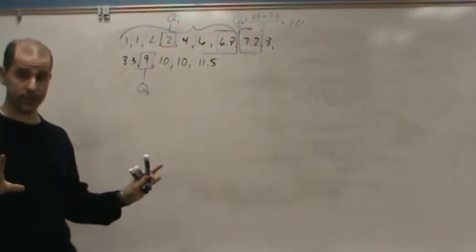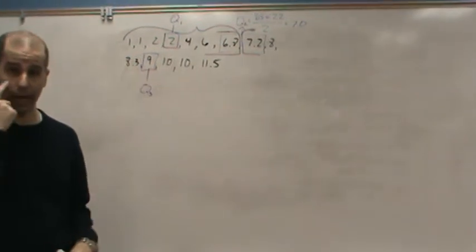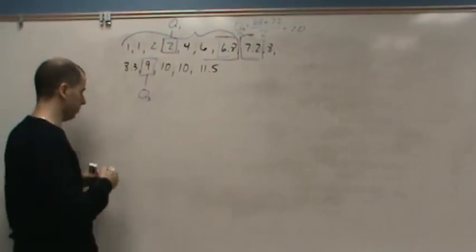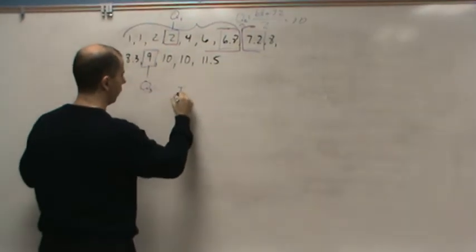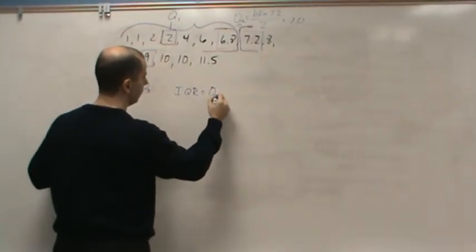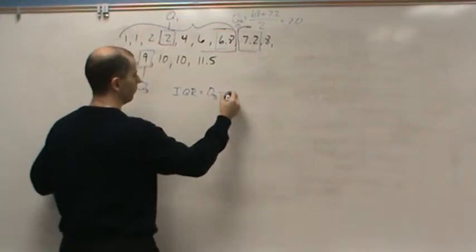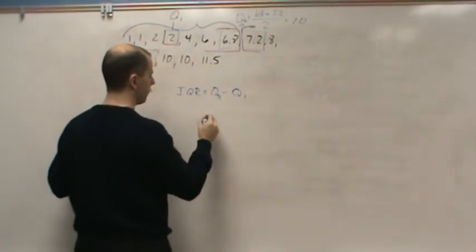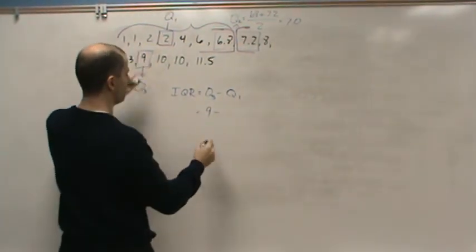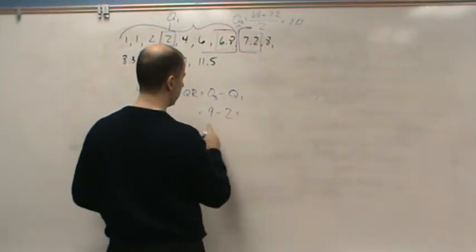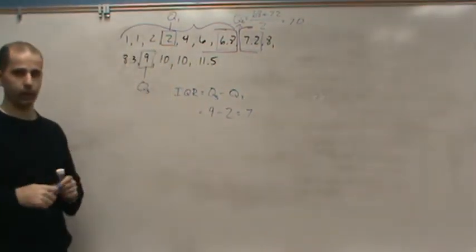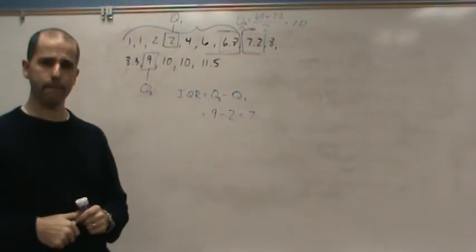So now that's one step, and we've got that covered. Now, what about the IQR? How do I calculate the IQR? IQR equals Q3 minus Q1. Well, what's Q3? That's 9, and Q1 is 2. So what's my interquartile range? It's going to be 7. Okay? So far, so good?